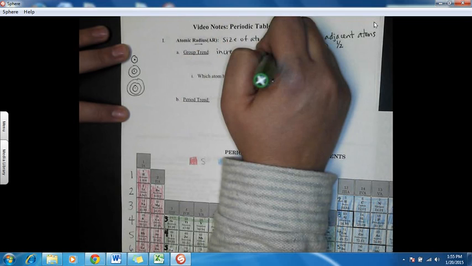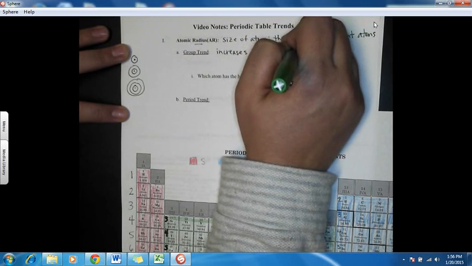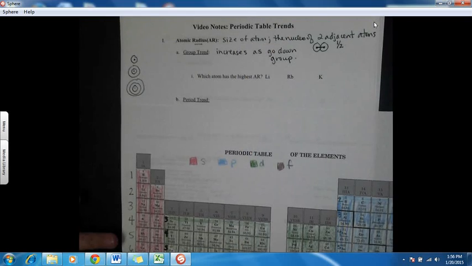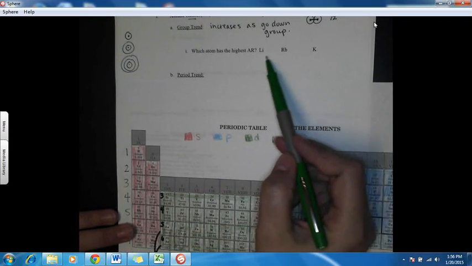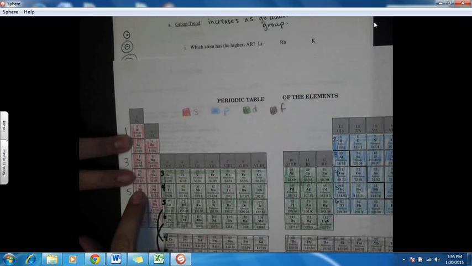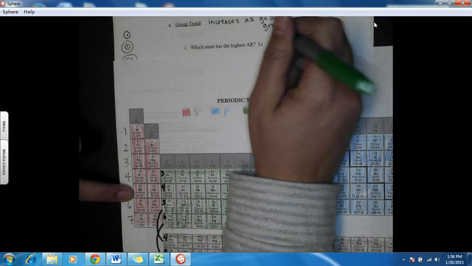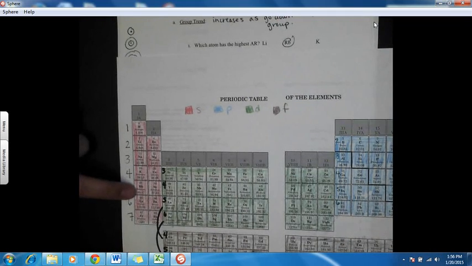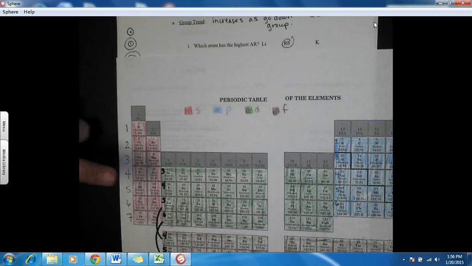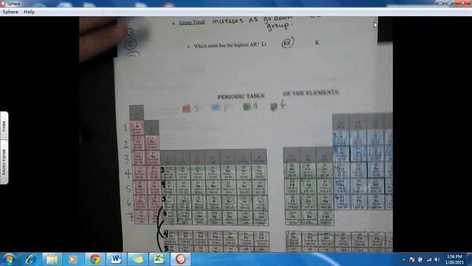Let's go down the group. Right? So which of these atoms would have the largest radius? Lithium, rubidium, or potassium? Right, so rubidium would, because it's further down the group. It has 5 energy levels, whereas potassium has 4 and lithium only has 2.